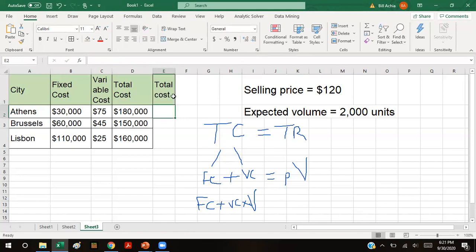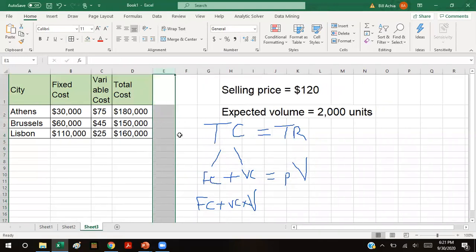And my total cost here is actually already given. The total cost is basically your fixed cost plus your variable cost of $75 multiplied by the total number of units you plan to sell. And that's what gives you the 180,000 that we have here.